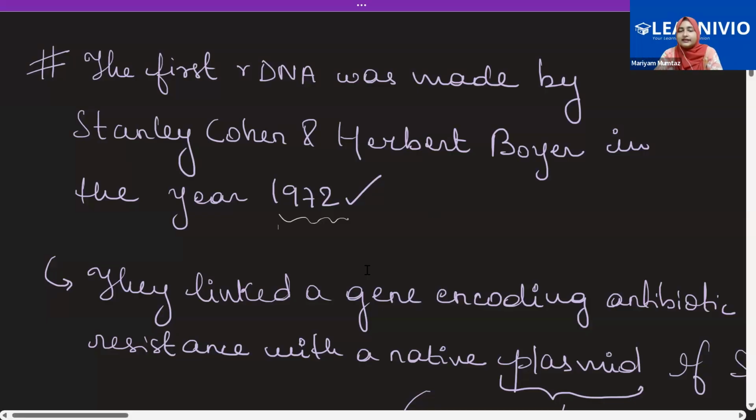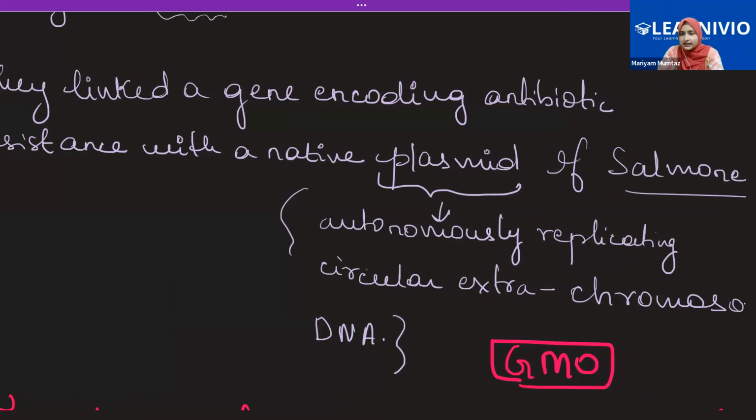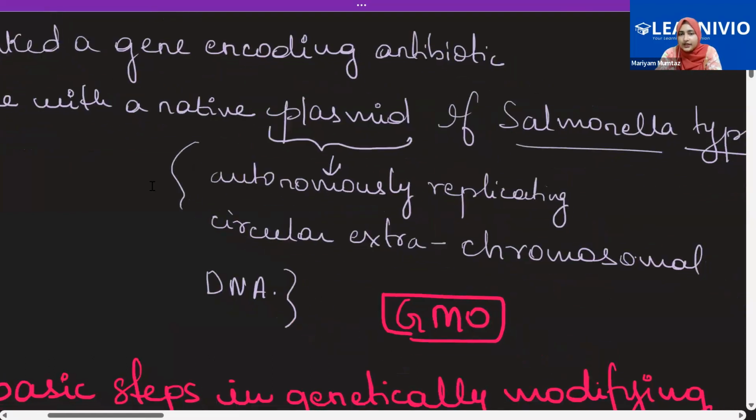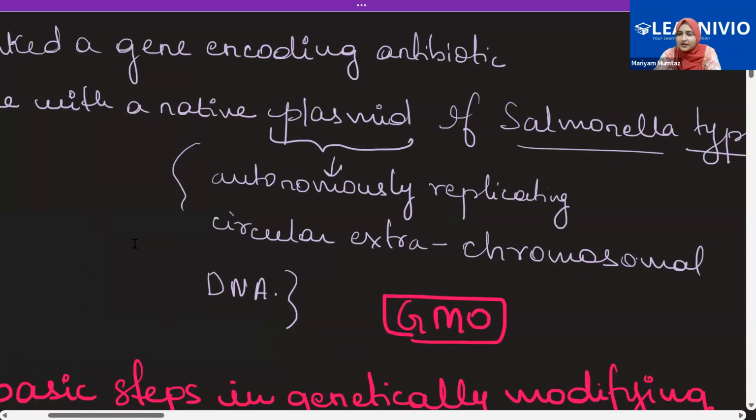What they did is that they linked a gene that was coding for antibiotic resistance. Antibiotic resistance is the property wherein the antibiotic will not work on that particular organism. Resistance means to stop something. So they linked this antibiotic resistance with a native plasmid of Salmonella typhi, the one that causes typhoid. What is a plasmid? Do you know what a plasmid is?